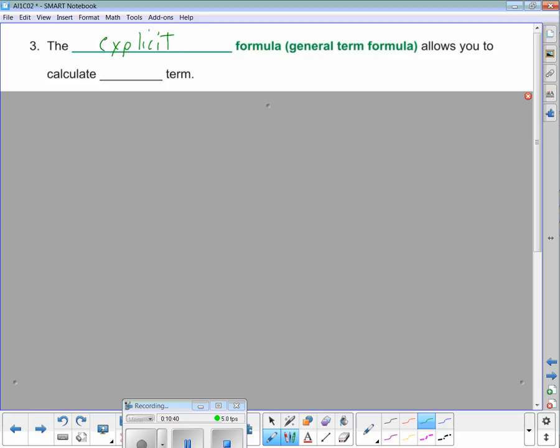All right, the explicit formula, general term formula, allows you to calculate any term. Any term. So the explicit formula can give you any term. Obviously a lot more valuable. Recursive, you got to know the previous term. Well, what if you don't know the previous term? Can't do it. What if you can't find the previous term? Can't do it. Explicit formula, you can find any term.